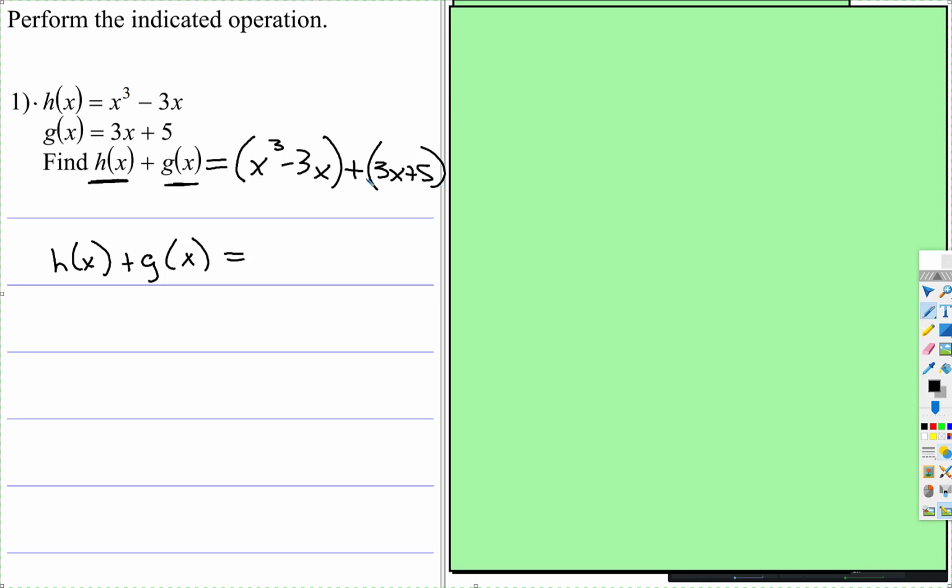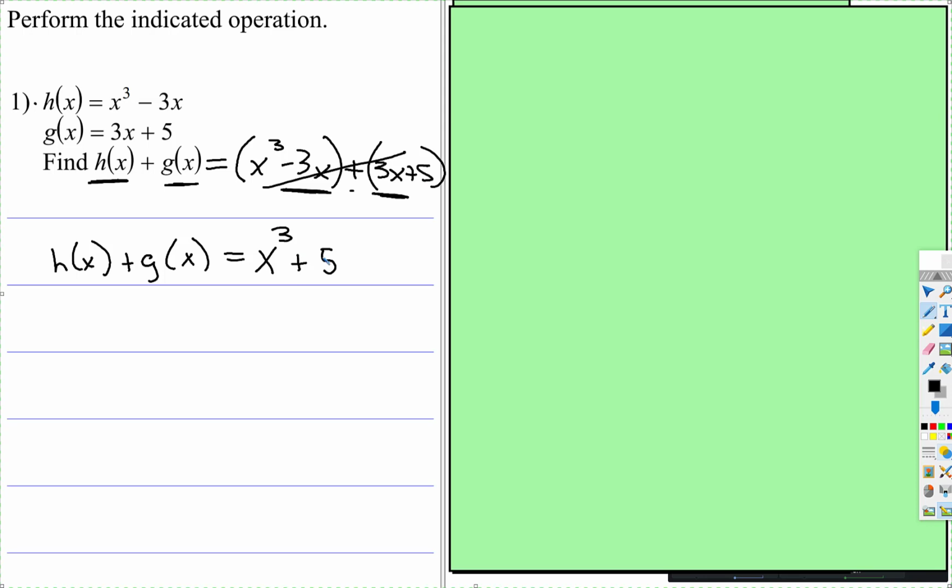So x cubed, there are no other x cubes, so it doesn't have a like term to be added. So I'm going to bring down x cubed. The next highest power is just x to the first. Well, look at what we have. We have a negative 3x plus a positive 3x. Well, those cancel each other out, leaving positive 5.